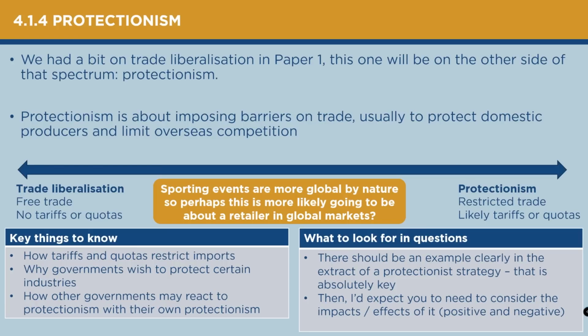In theme 4, and there's only 2 topics in theme 4, we've seen a little bit about this kind of area of topics in paper 1. So for example, in paper 1 we had a bit of trade liberalization, and this one's going to be on the other side of that spectrum. This spectrum I put in the paper 1 video. Trade liberalization is one perspective where we have kind of free trade and no tariffs or quotas. Protectionism is the opposite of that, where we try to restrict trade, and this is likely going to be through imposing tariffs or quotas. And there's loads of reasons why a country might do this.